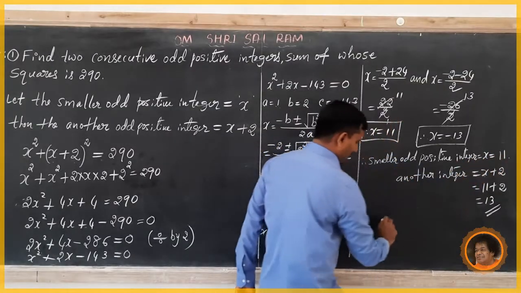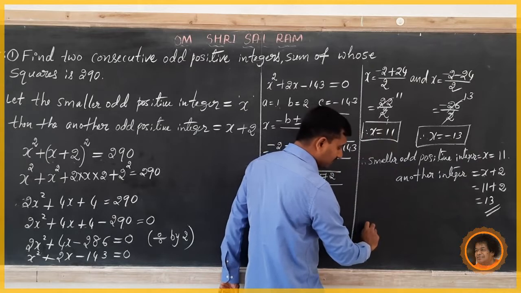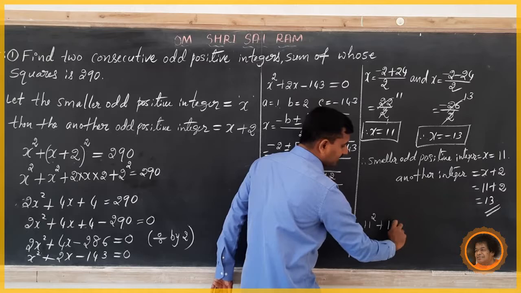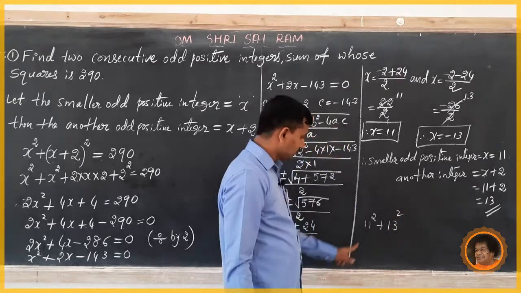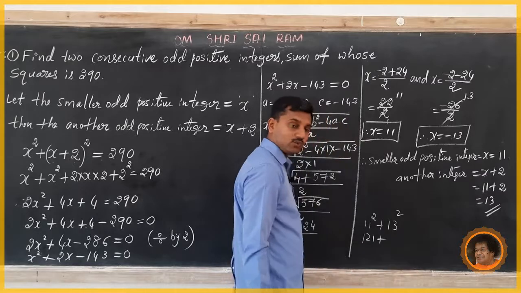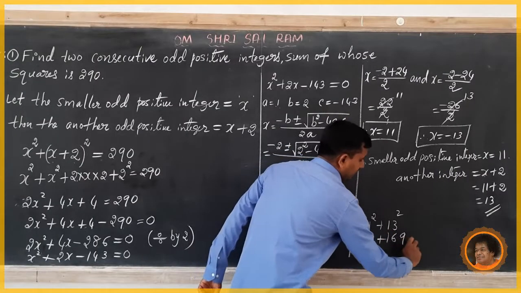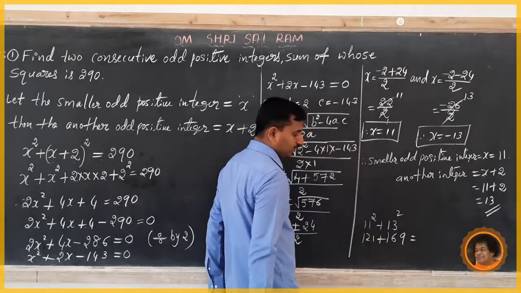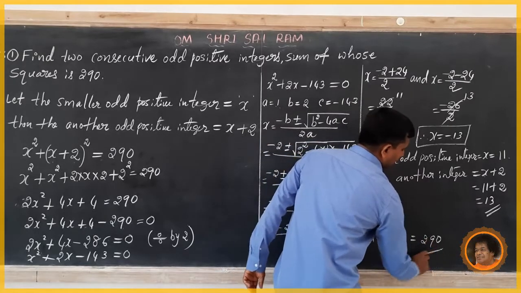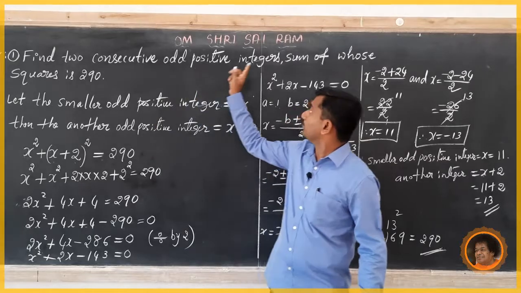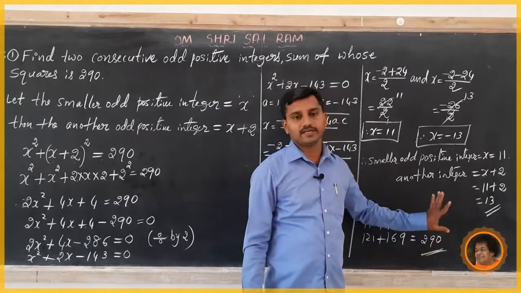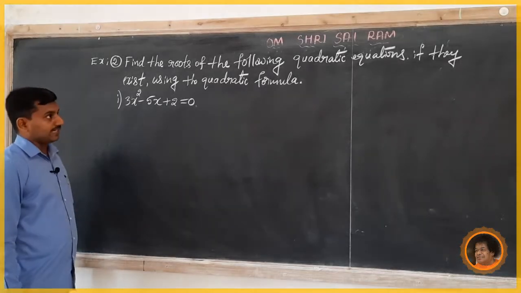So verification: 11 square is 121, plus 13 square is 169. Now add 121 plus 169, that is 290. So here also the sum of whose squares is 290. Therefore the answer is correct. So go through the next example.